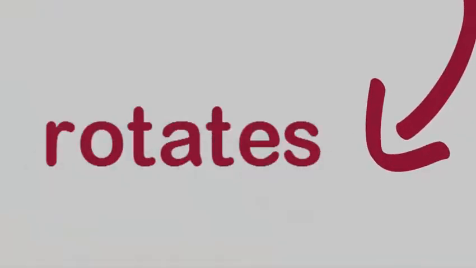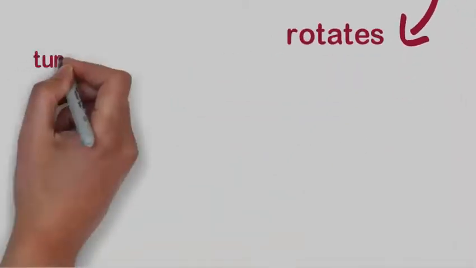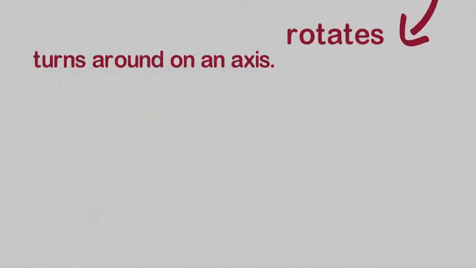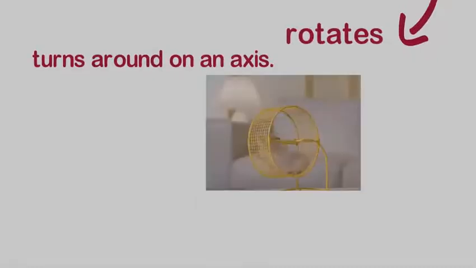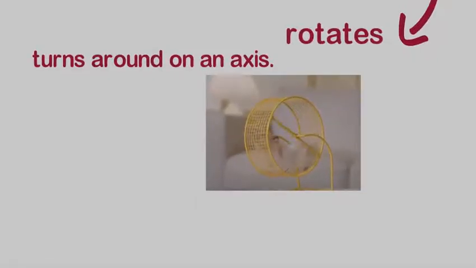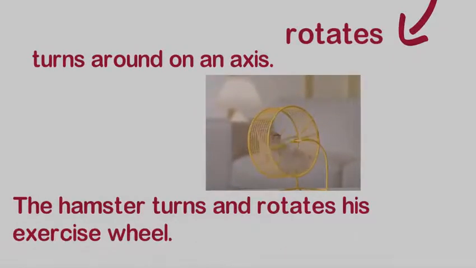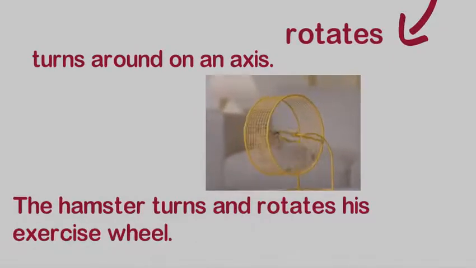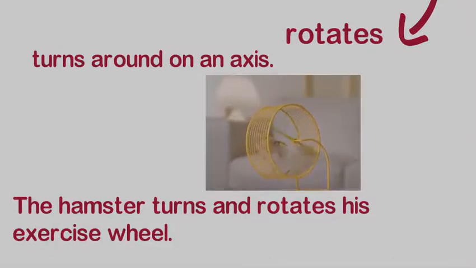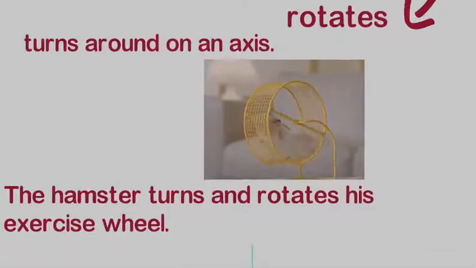Our next word is rotates. Rotates means to turn around on an axis. Like the earth rotates around itself every day. That's how we get day and night, like you guys are learning in science. So in our example, the hamster turns and rotates his exercise wheel. So when he runs on the wheel, it rotates or it turns around on the axis.